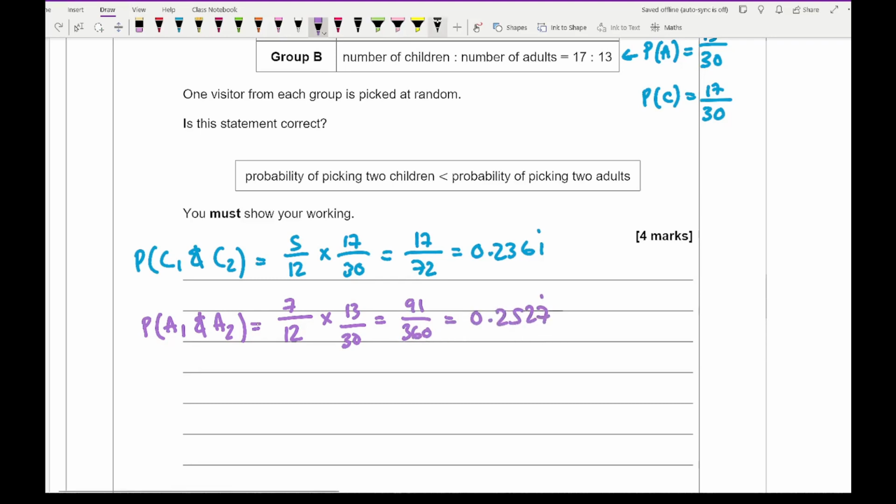As a decimal, that is 0.2527 recurring. So all that's left for me to do is to compare and check whether this statement is true. Is the probability of picking a child smaller than picking 2 adults? As you can see, yes. So the answer is yes, as 0.2361 recurring is less than 0.2527.